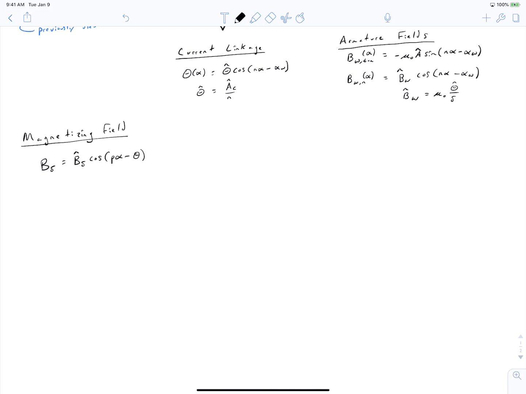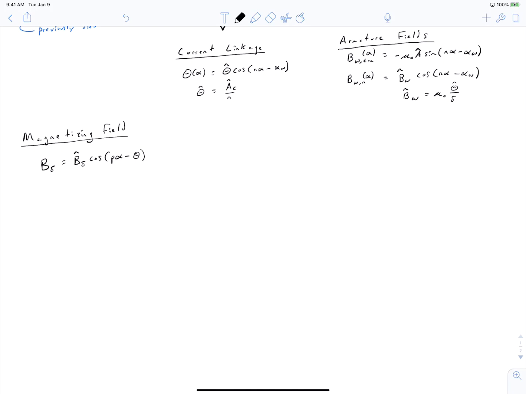And the magnetizing field is also called the no-load air gap field. It's the normal field in your air gap when your machine is under no-load circumstances. So for a permanent magnet motor, this means that there's no current flowing in the stator. For an induction motor, it means you only have the magnetizing current in your stator. So this is the field that you have in your air gap that is somehow there.